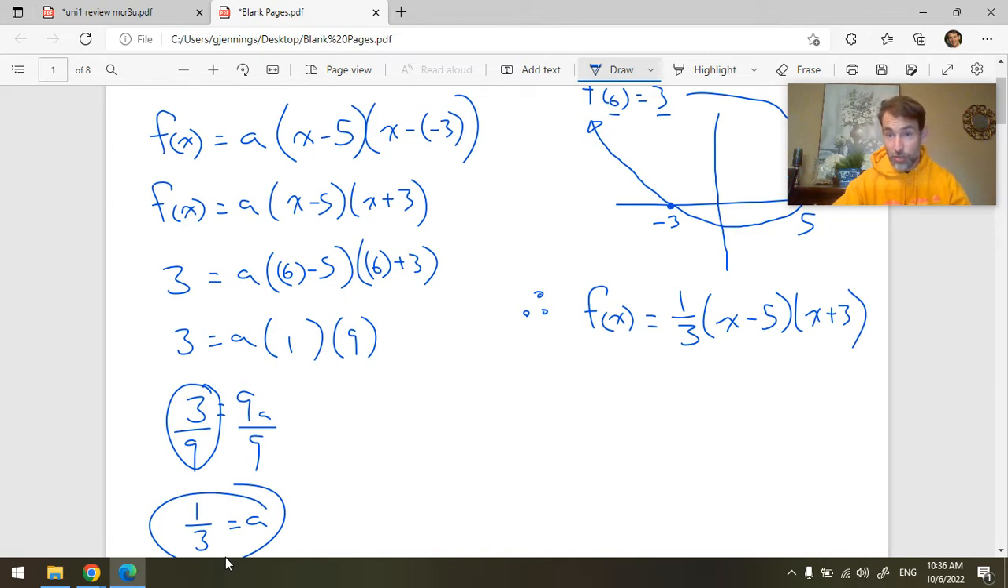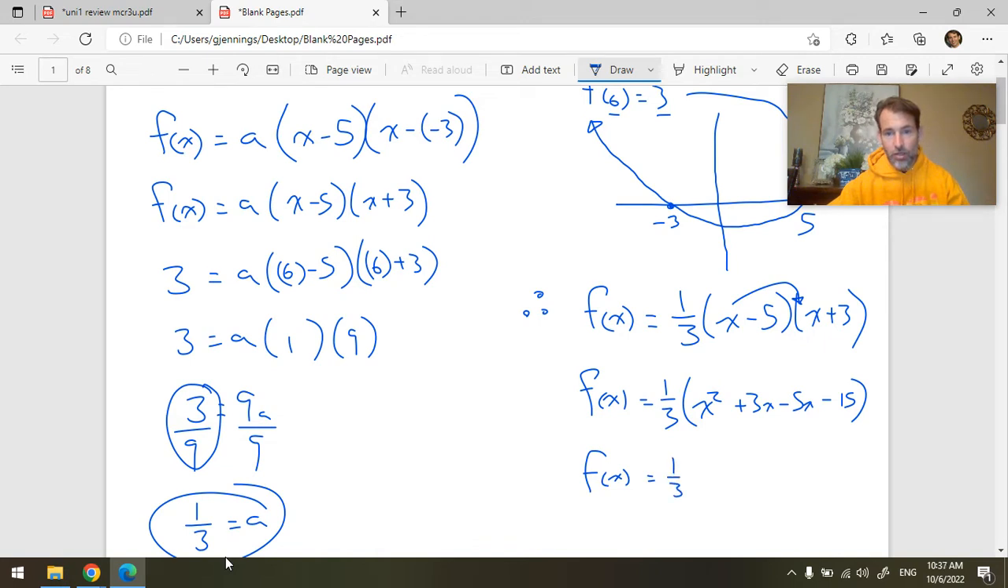And if some maniac asks you to express that in standard form, you just FOIL it. f of x is equal to 1/3, put in brackets, x squared plus 3x minus 5x minus 15. Okay, simplify. f of x is equal to 1/3 x squared. This makes negative 2x. So I multiply that by 1/3. So that's negative 2 over 3x. And then multiply negative 15 by 1/3, minus 5.